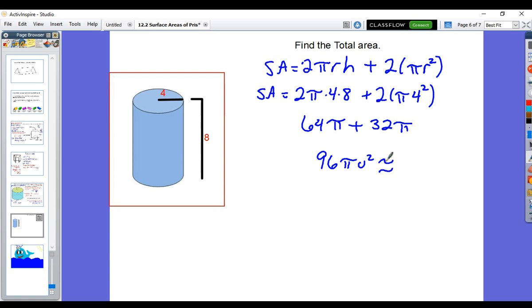We're done right there if we're keeping it in terms of pi. But let's go ahead and multiply those together. You end up getting 301.59 units squared.